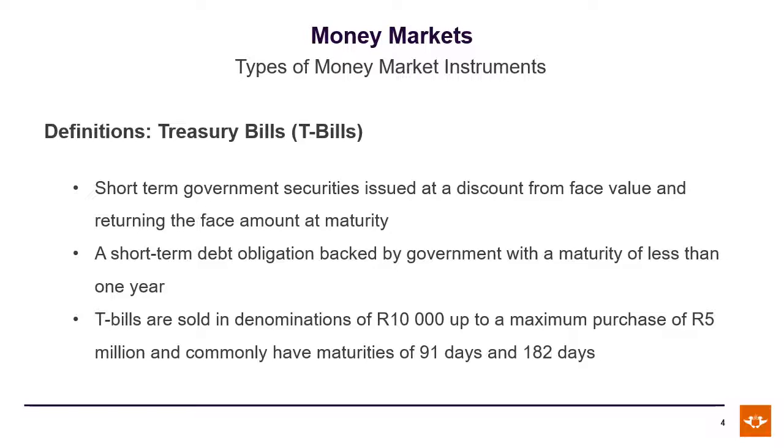Now, treasury bills are issued for two main reasons: to fund part of the government budget deficit and for monetary policy purposes. There's a weekly tender for the more common maturities of 91 days and 182 days. There are other special issues of treasury bills with other terms, and they are mainly for monetary policy purposes. T-bills here in South Africa are sold in denominations of 10,000 Rand up to a maximum purchase of 5 million, and as previously mentioned, they commonly have maturities of 91 days and 182 days.